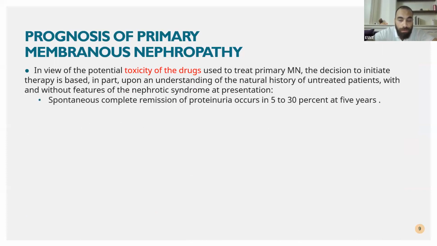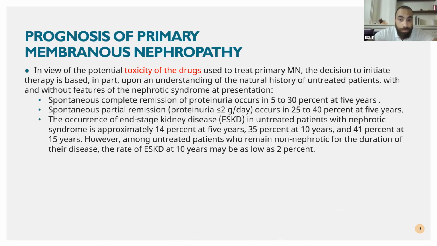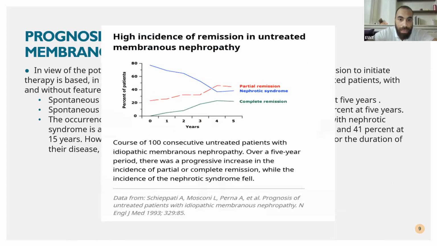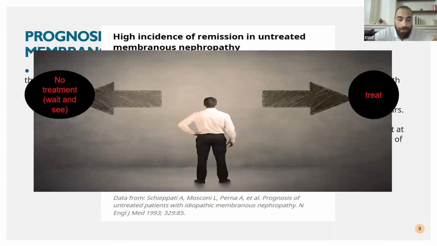Spontaneous remission occurs in 30% in 5 years, and partial remission occurs spontaneously in 30% of patients in the first 5 years. And also there is 30% progression to end stage, but for patients who remain non-nephrotic for a long duration, the risk of developing end stage during 10 years is only 2%. So we have another dilemma here: when to treat, when not to treat, because, you know, again, treatment has a lot of complications, increasing the risk of malignancy. So we have another dilemma: when to start treatment, when to decide to wait and see.